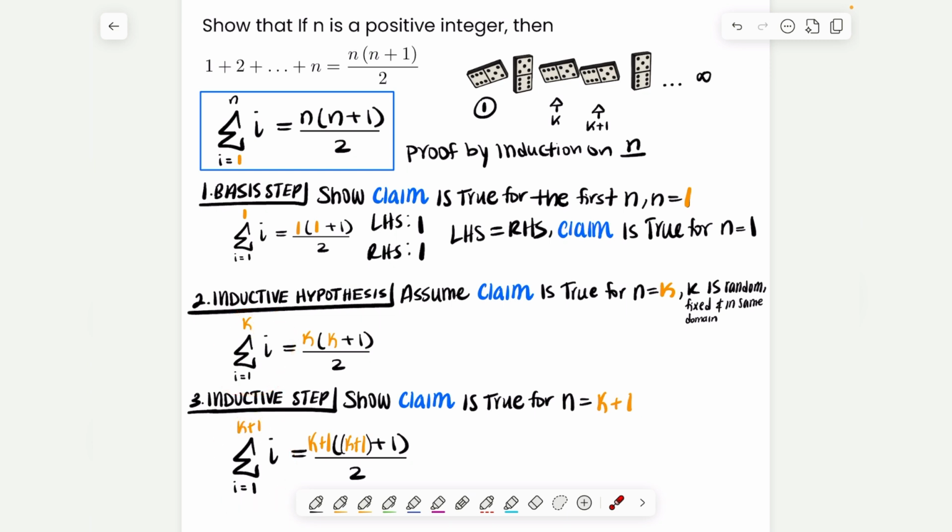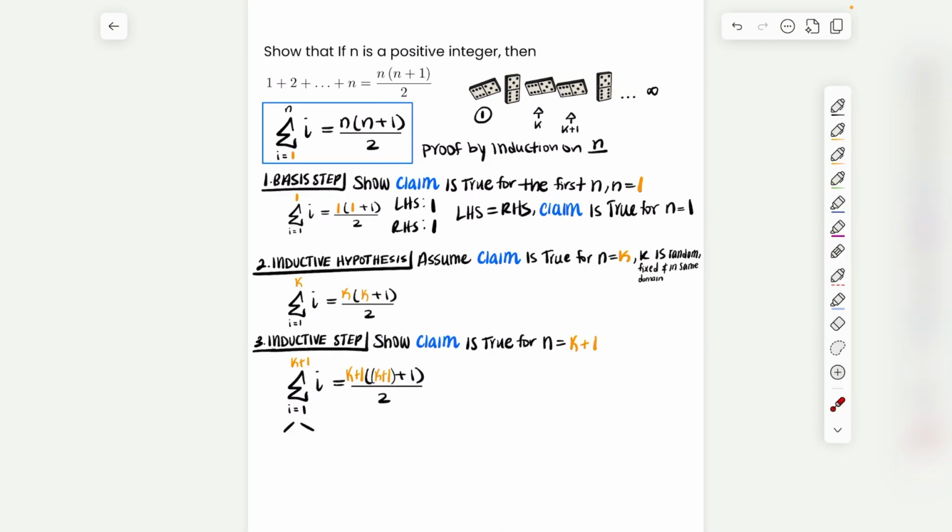But a cool thing you can do with sigmas is you can split them. So to give you a visual as to what this is saying, I'm going to start at the first domino, right here, and I'm going to add up all the way until the last value, which is k plus 1. So the last domino, this one right here. So this little area represents the sum from the first domino up until the last domino.